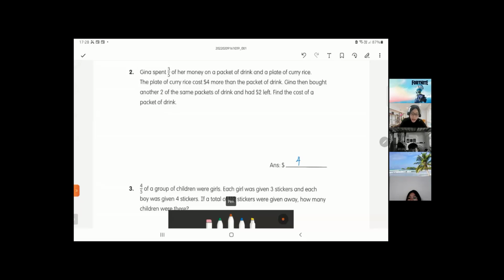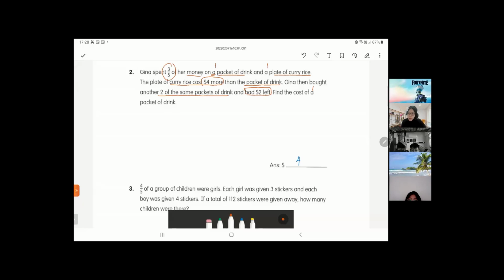Gina spent 3/5 of her money on a packet of drink and a plate of curry rice. The plate of curry rice costs $4 more than the packet of drink. Gina then bought 2 of the same packets of drink and had $2 left. Find the cost of one packet of drink.